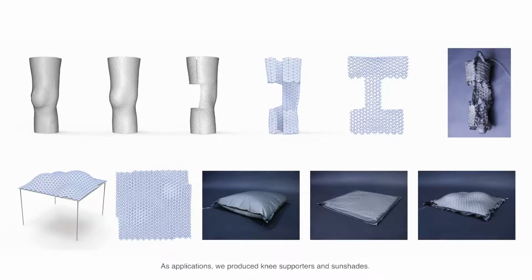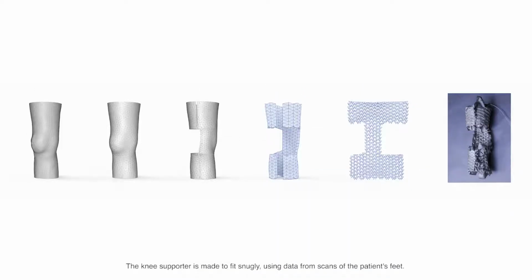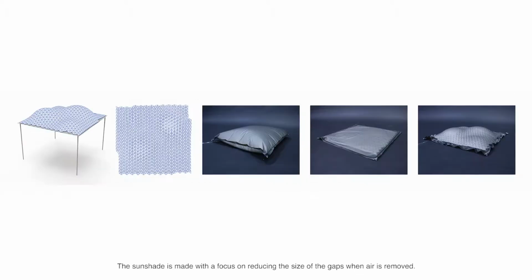As applications, we produce knee supporters and sunshades. The knee supporter is made to fit snugly, using data from scans of the patient's feet. Changing the air pressure also changes the stiffness of the supporter. The sunshade is made with a focus on reducing the size of the gaps when air is removed. Air can be added or removed from the membrane to create multi-step transformation.